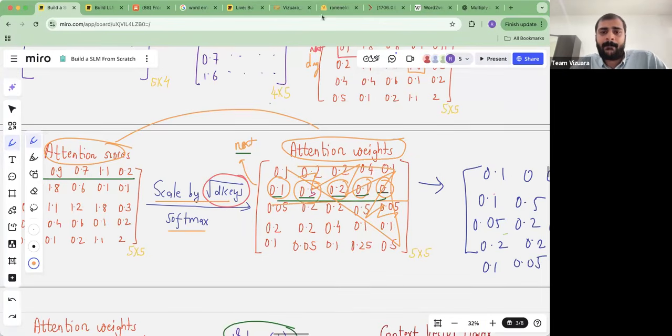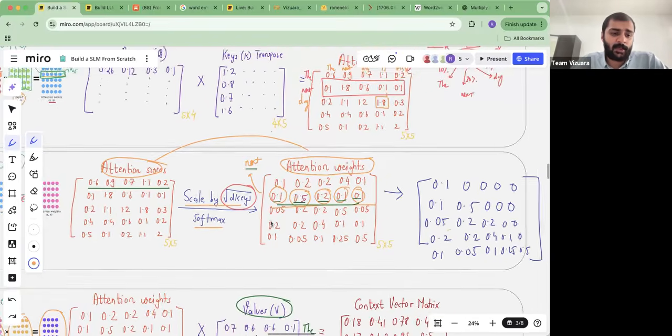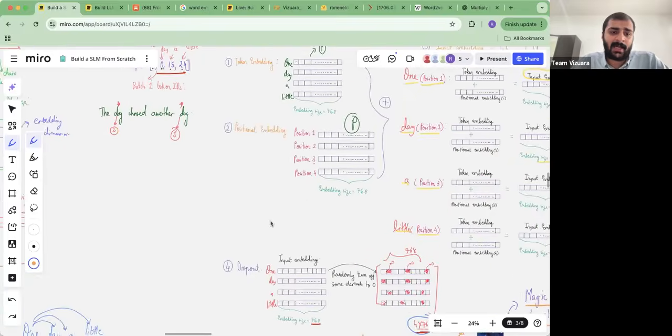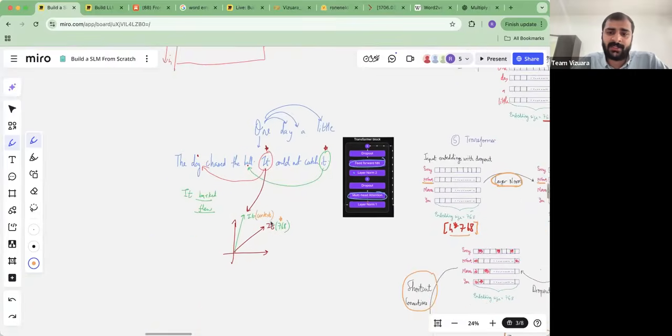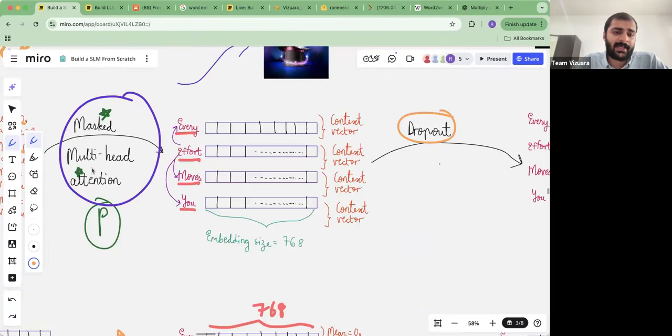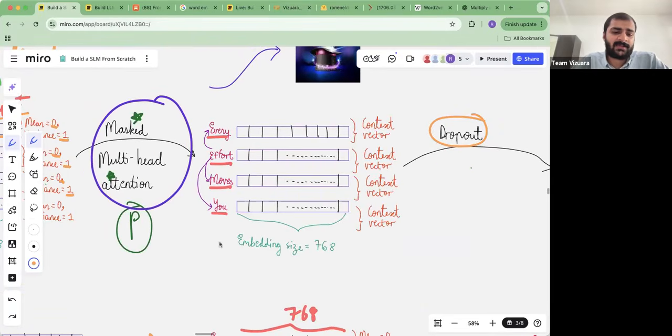And the reason elements above the diagonal are put to 0 is because we cannot peek into the future. That's where the term masked actually comes into the picture. So the reason why this is called masked multi-head attention: the term mask comes from the fact that we cannot peek into the future, and the term multi-head comes from the fact that we have multiple attention heads to capture multiple perspectives.